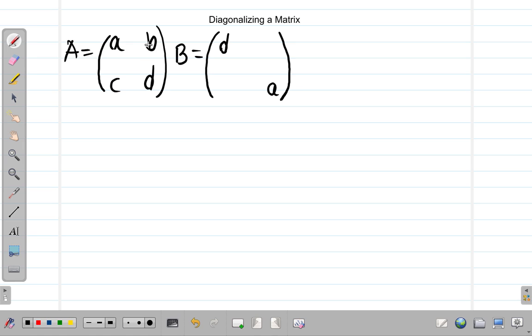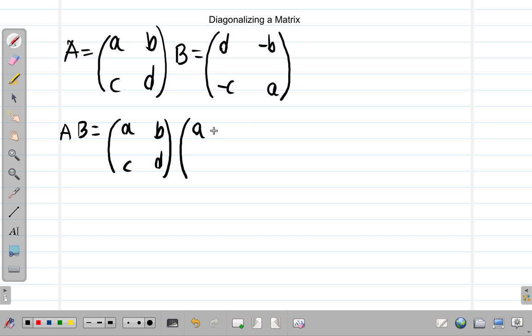Then multiply the elements in the non-leading diagonals by -1. So what we have is negative B, negative C. Now let's multiply them. AB will be A, B, C, D multiplied by D up here, minus B, minus C, A. Alright?